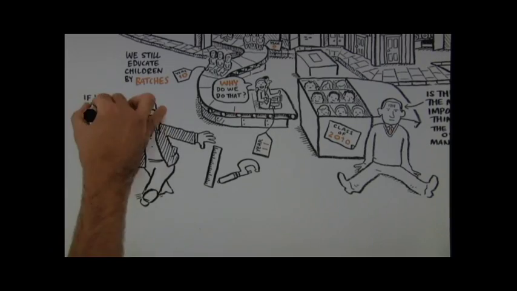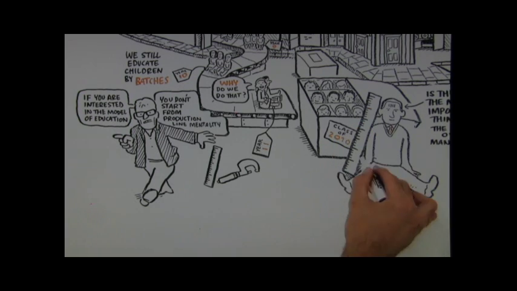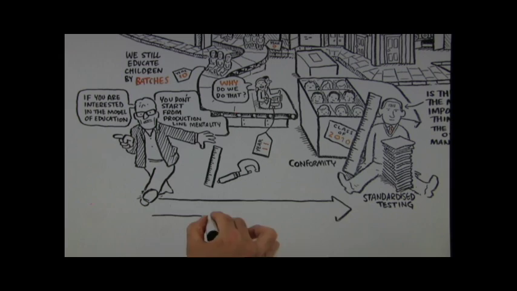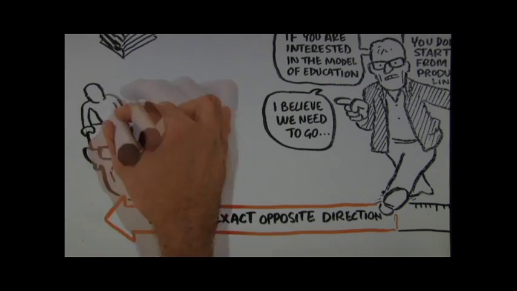If you're interested in the model of learning, you don't start from this production line mentality. It's essentially about conformity, and increasingly it's about that as you look at the growth of standardized testing and standardized curricula. It's about standardization. I believe we've got to go in the exact opposite direction. That's what I mean about changing the paradigm.